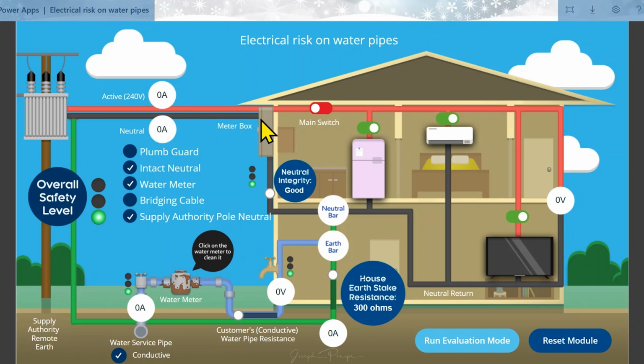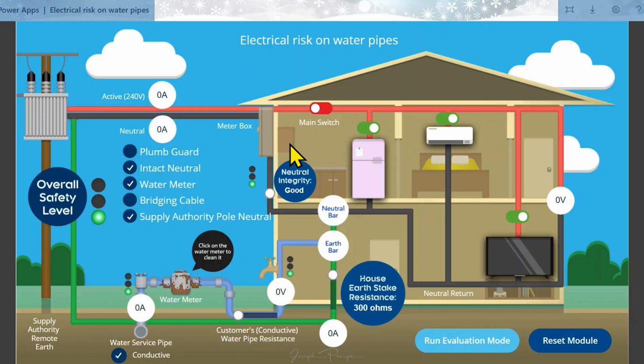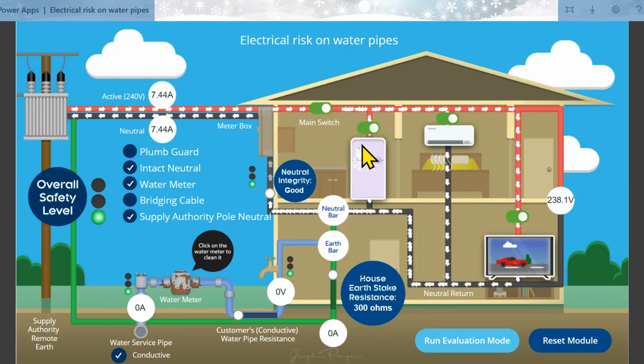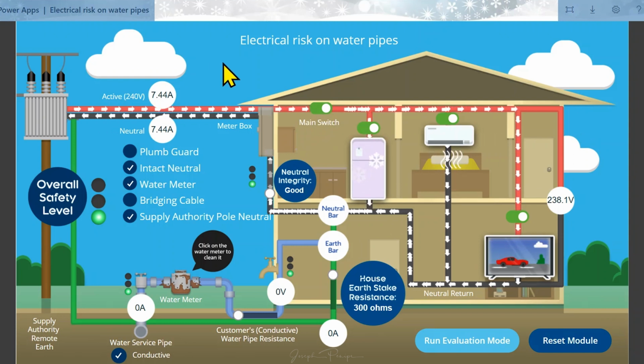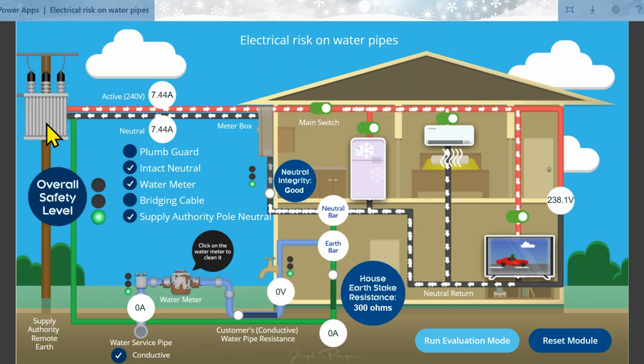Downstream of the supply authority meter box, you would have a distribution box, and generally these are located inside the house, from which you operate a main switch that then energizes all the loads connected to power sockets within your property. The key message to note here is that electricity originates at the source.